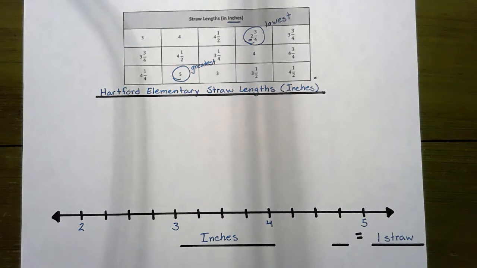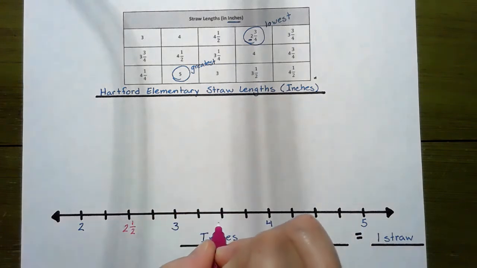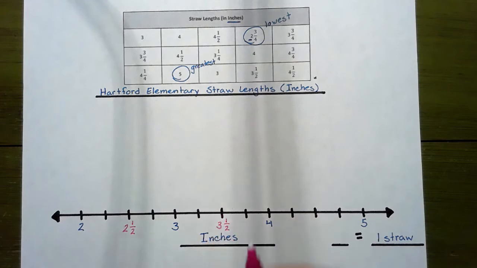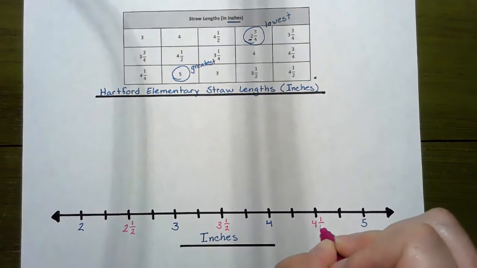And our number line again is very similar to our ruler when we partitioned it into fourths. And we remember that between the whole numbers, we need to find the halfway between. So we can go ahead and label this 2 and 1/2. We can label this one here 3 and 1/2. And we can label this mark here 4 and 1/2.